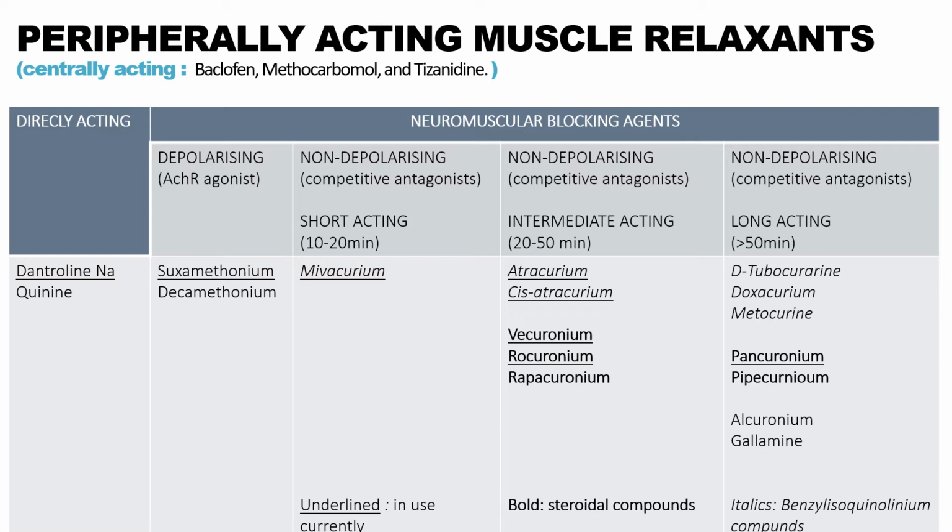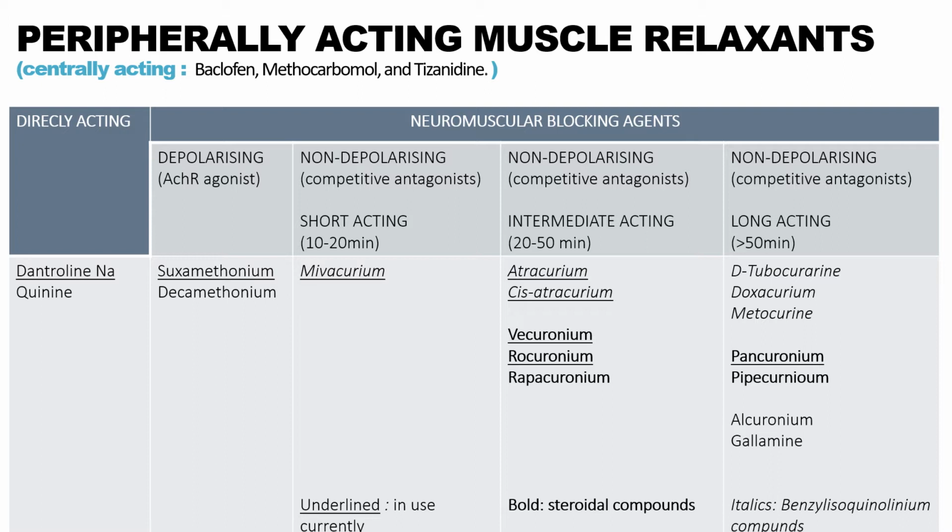Before going to classifying peripherally acting muscle relaxants, a word on centrally acting muscle relaxants. These act specifically at the cortex and brain, spinal cord level. Examples are baclofen, methocarbamol, and tizanidine.